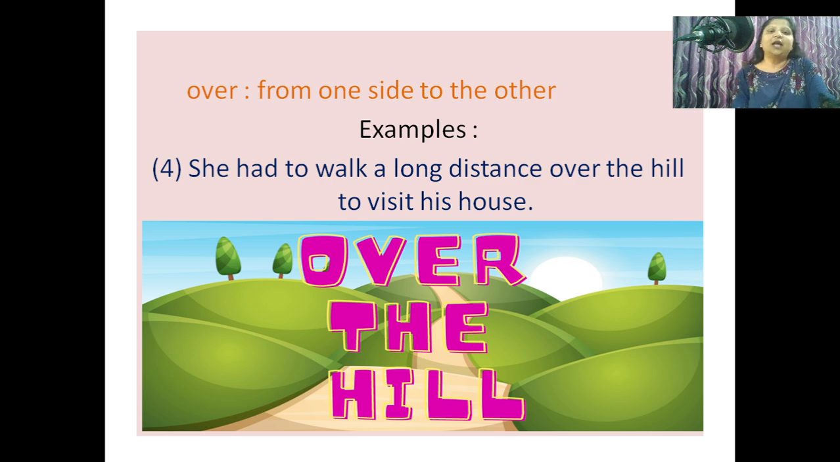Next, she had to walk a long distance over the hill to visit his house. In the picture you can clearly see that over the hill, many hills are there, and she had to walk a long distance over the hill to visit his house. She had to walk a long distance from one side to the other. That is the meaning of over in this sentence.